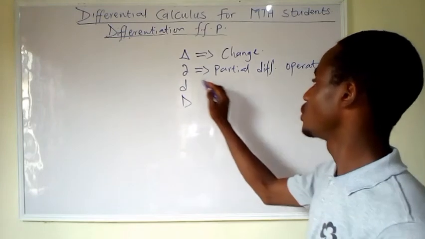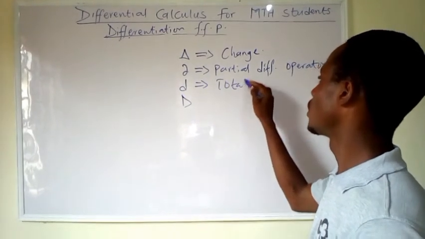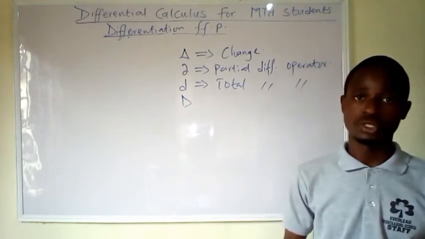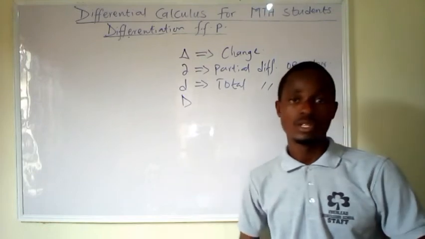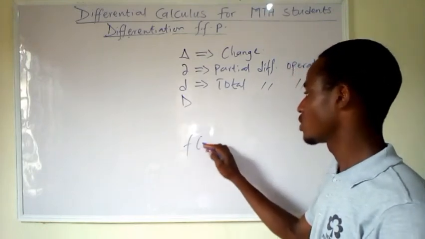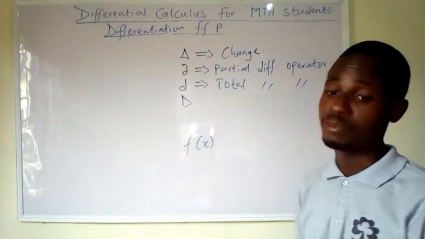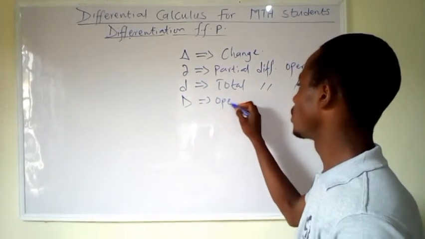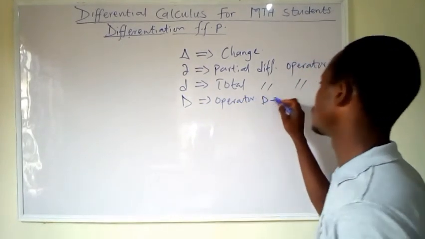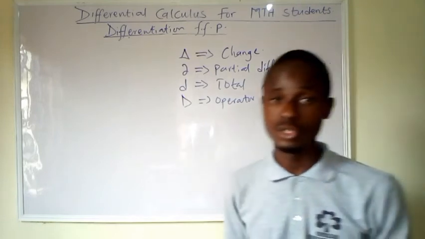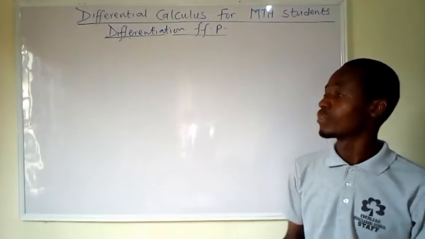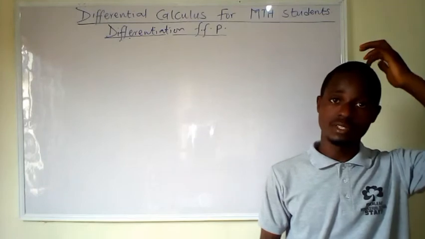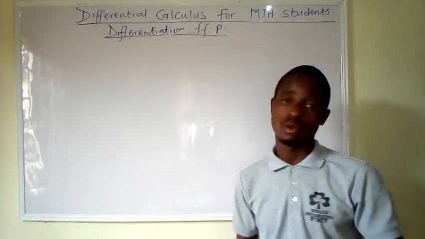So we have the D, which is called the total differential operator. This one is used to differentiate all through the variables in a function, provided it is a single variable, like a function f of x. So to differentiate this is very easy using the total differential operator. It does not consist of two variables. So the last one is called operator D. It's pronounced D. It also has its use as far as calculus is concerned. It is the act of finding the derivative of a function, the mathematical way of finding the derivative of a function with respect to x or any other variable.